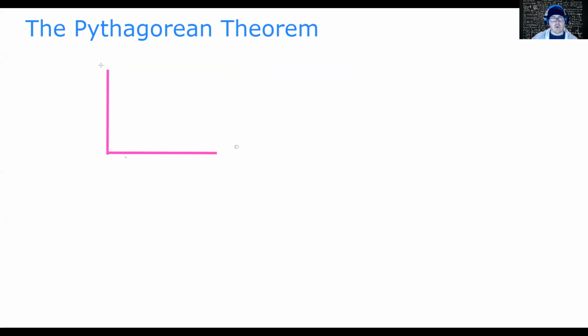Draw me a right triangle real quick. Okay. So, the Pythagorean theorem has to do with right triangles. Right triangles always have a 90-degree corner in them, hence the name. And we're going to label these sides as A, B, and C. Now, C is very important, very important, because C, oh, that's not what I wanted. Undo.